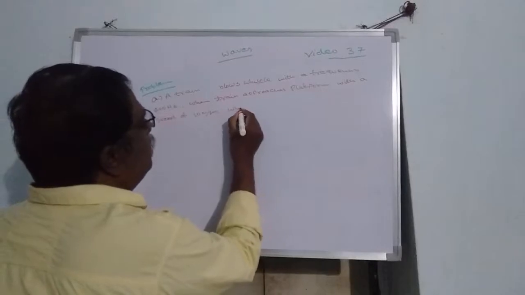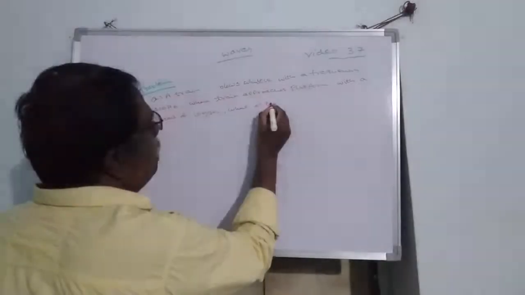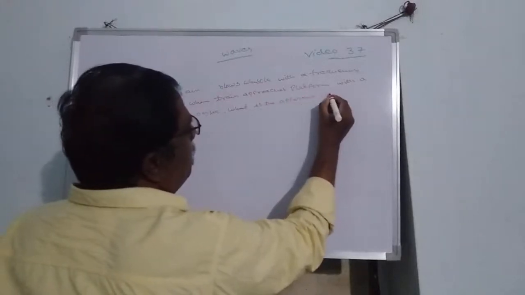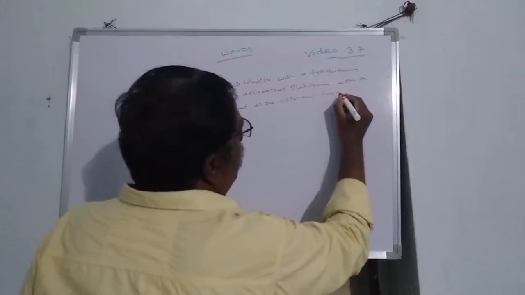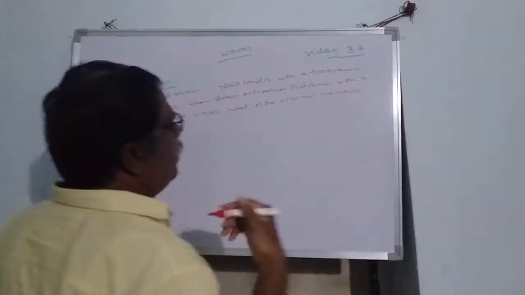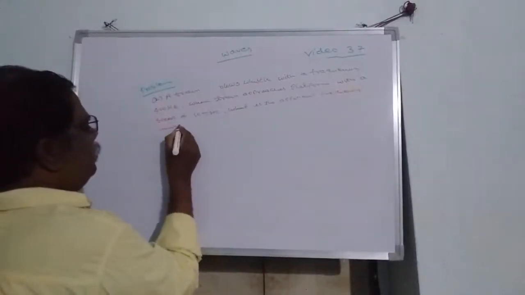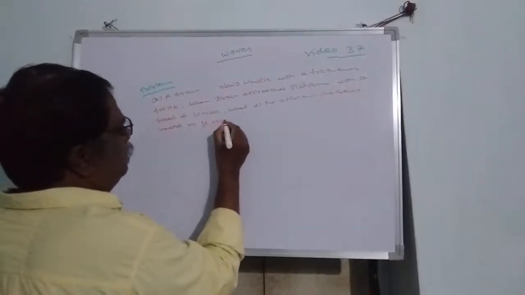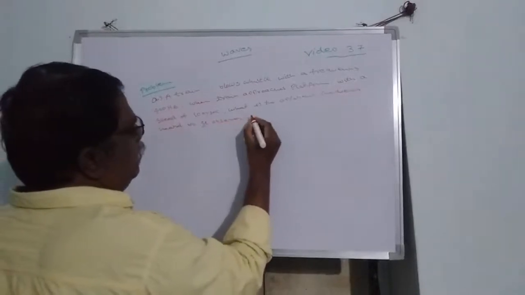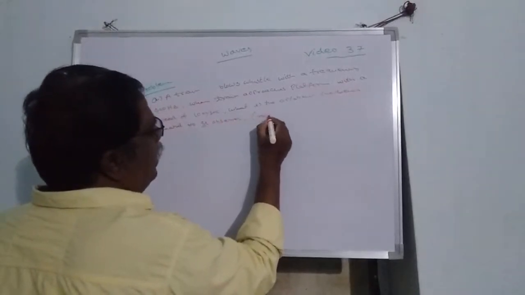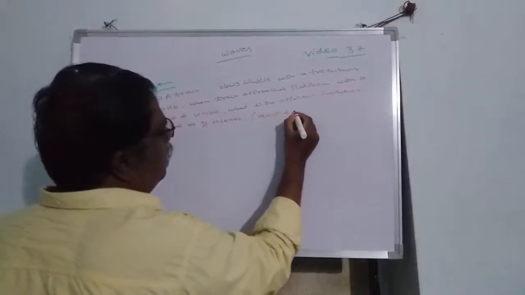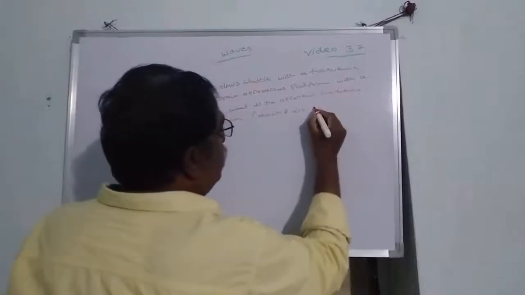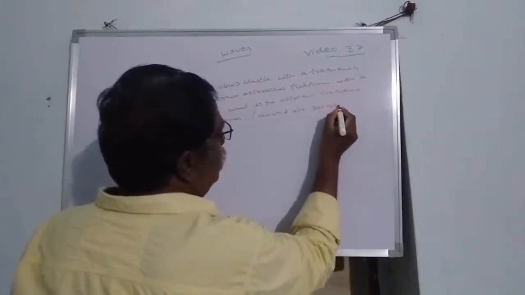What is the apparent frequency heard by the stationary observer? The velocity of air will be constant, 340 meter per second.